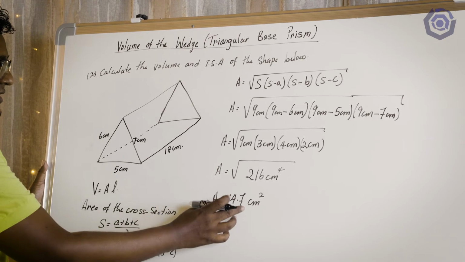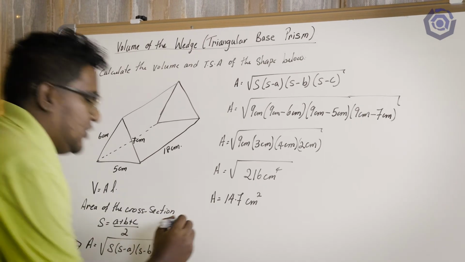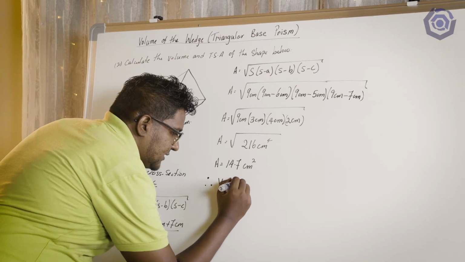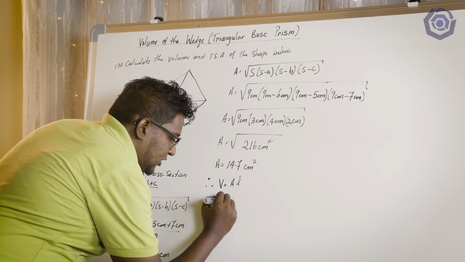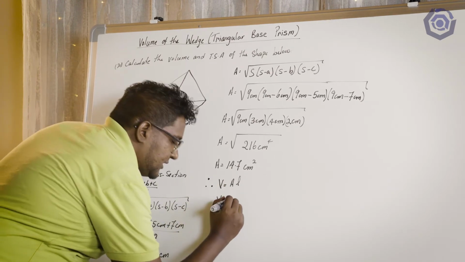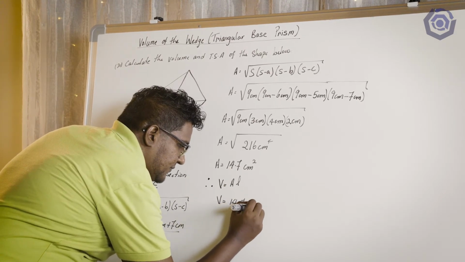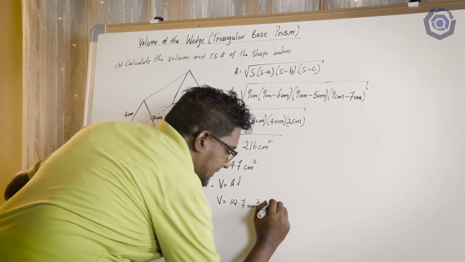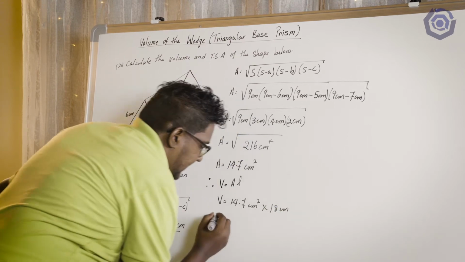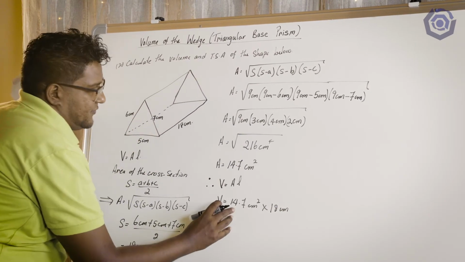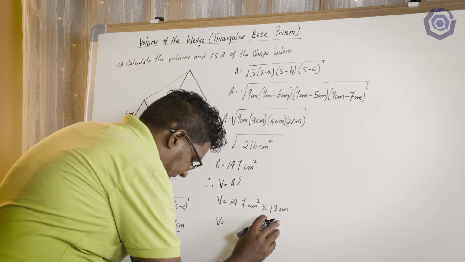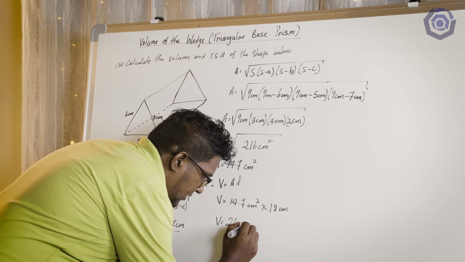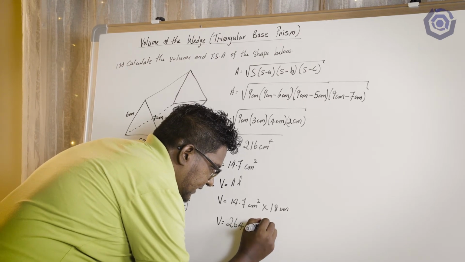We still have to put this and multiply it by our length to find the volume. Therefore, volume is equal to AL. Volume is equal to A, which we found to be 14.7 cm squared, multiplied by L, which is the length, and that is 18 cm. Volume is equal to 14.7 times 18, and that's going to give me 264.6 cm cubed.